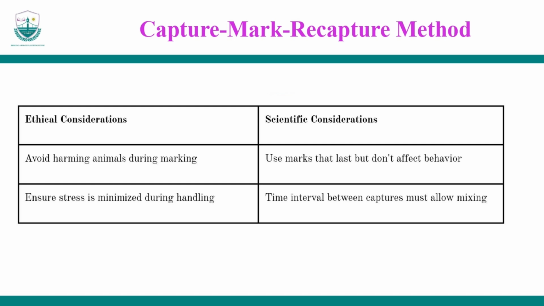Let's recap. Across this lesson, we've explored 6 different methods for estimating population size: direct count, aerial photography, quadrat sampling, line transects, belt transects, capture, mark, recapture. Each method is tailored to specific environments and organisms. Whether you're surveying plants on a hillside or rabbits in a field, the right method makes all the difference.